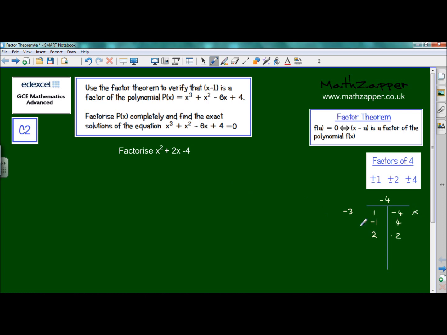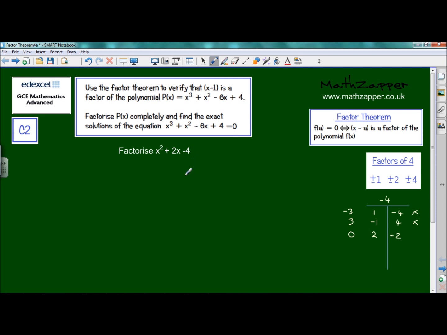Minus 1 plus 4 is 3. Again, we want 2x, not 3x, so that is not useful either. 2 minus 2 is equal to 0, so that's clearly no good either. So therefore, we don't have any integer values that we can use.